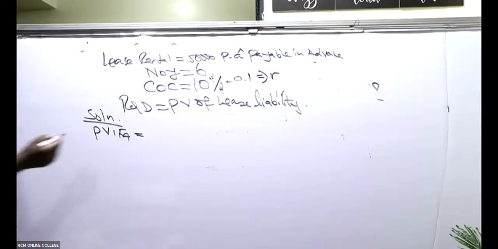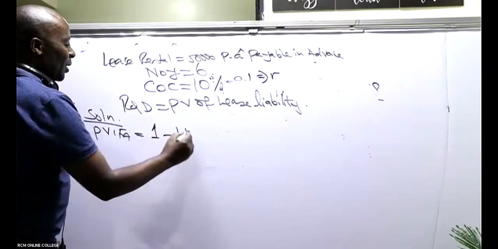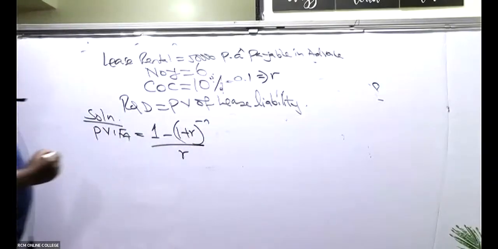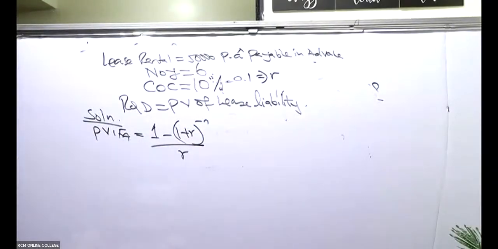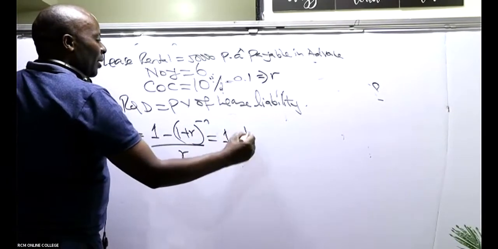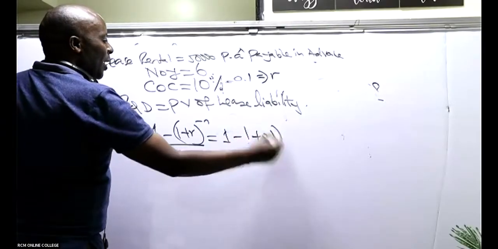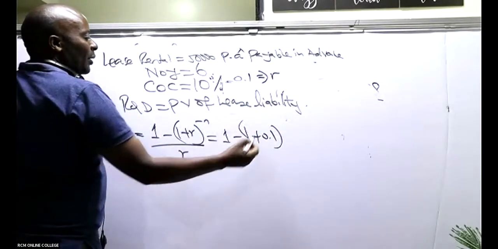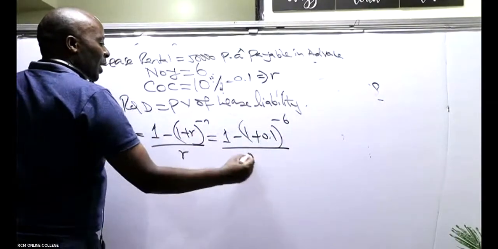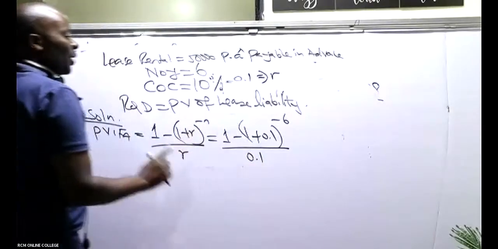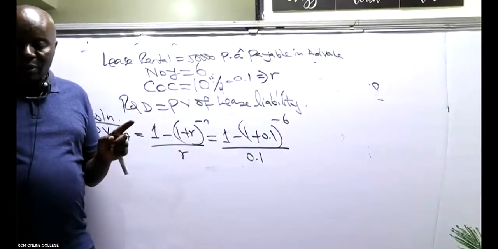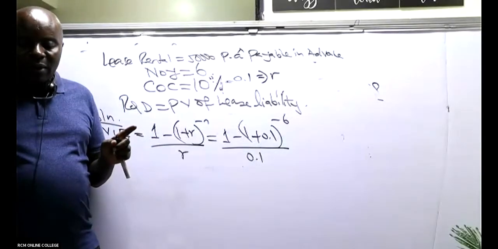So my PV here will be 1 minus this simple formula, and then we divide everything with R. So now remember that this one here will be 1 minus 1 plus 0.1, because R is 0.1. This is raised to minus 6, and then we divide everything with R, which is 0.1. Please, everybody, ensure that you are able to get this using our calculators.